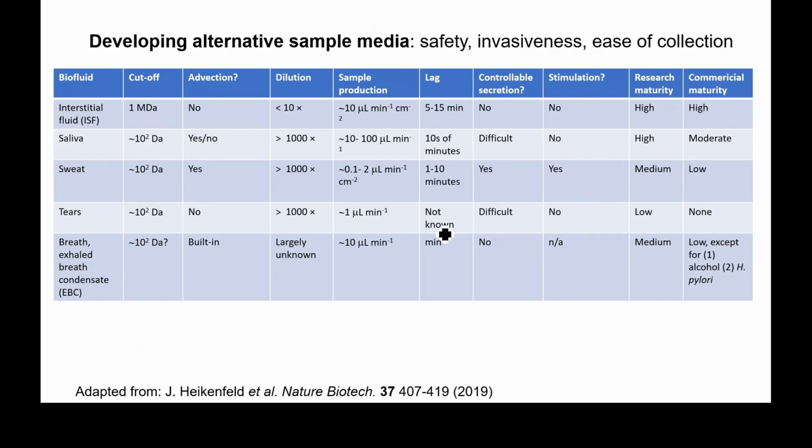Tears have, again, cropped up a lot, but the dilution factor is around a factor of 1,000, so you've got sensitivity issues. It's highly filtered. You can't get anything much above a few hundred Dalton. The time lag is unknown, and the composition of your tears depends on why you are crying. Composition changes dramatically if you've got something in your eye, a speck of dust, for example, compared with if you're crying emotionally. So this is definitely an issue. But there's a nice review by Heikenfeld from a couple of years ago, which I recommend, that gives a nice summary of all of this material.